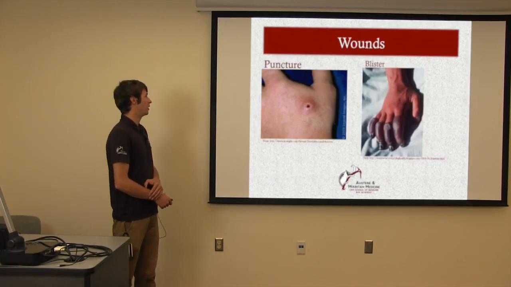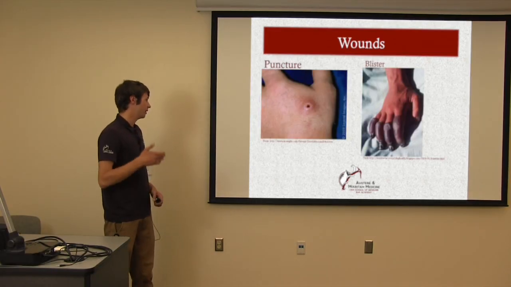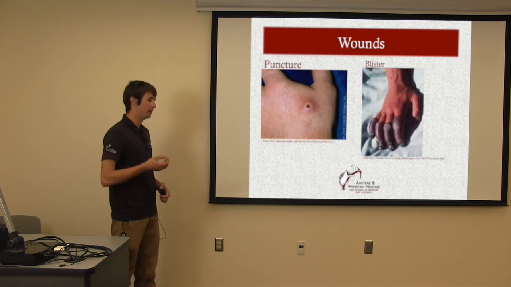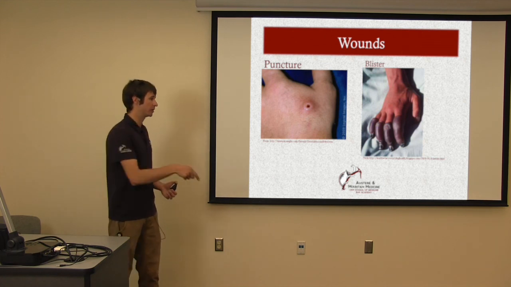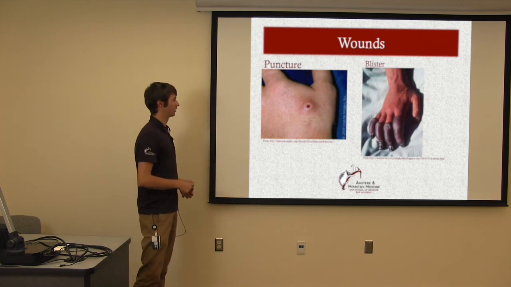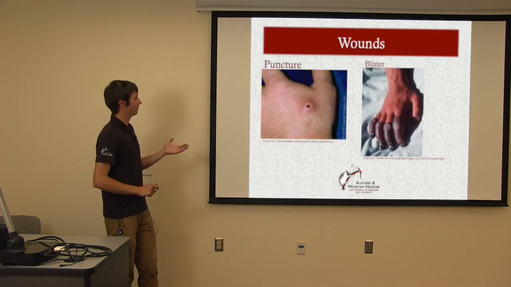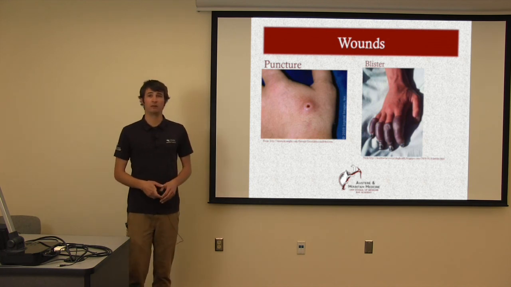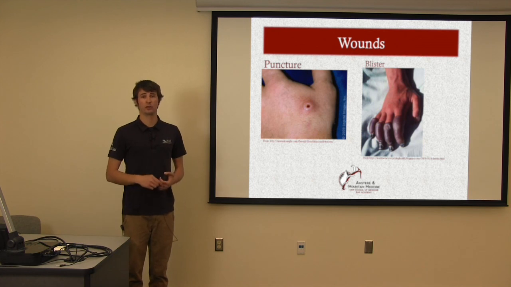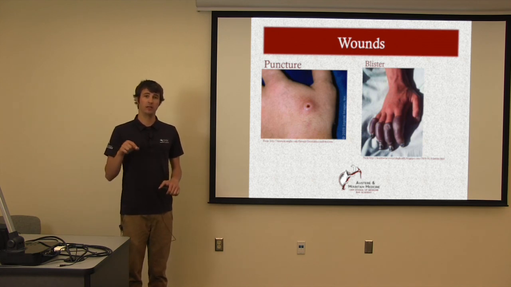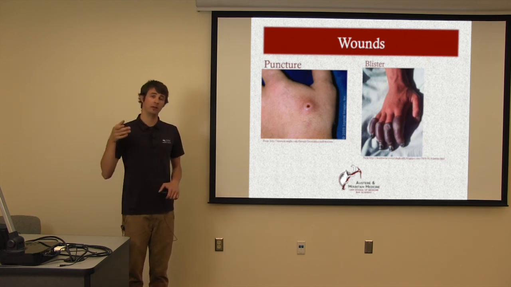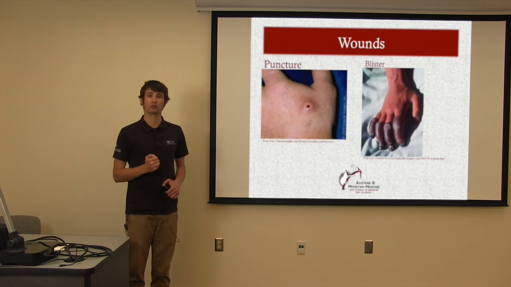So moving right along, we have punctures, and so this is essentially due to some kind of penetrating object that pokes through our skin and pokes through those underlying structures. So in this case, it might be from a bite, it might be from a stick or a nail or something along those lines, basically creating a small opening that goes deep into the underlying structures.